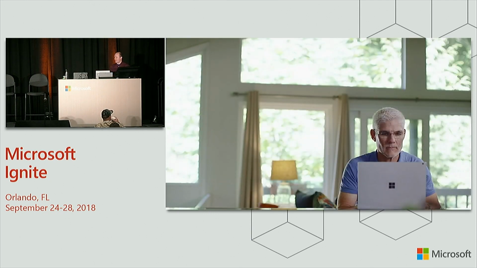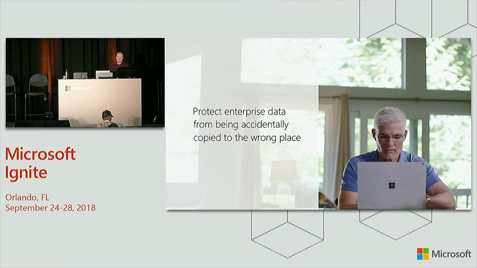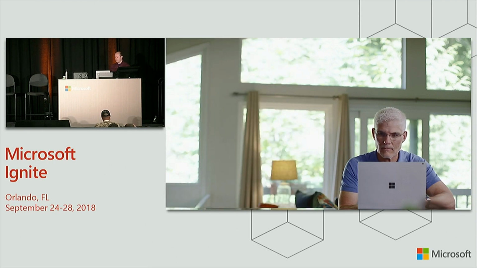Windows Information Protection is a policy that IT admins can deploy to help protect enterprise data from being accidentally copied to the wrong place. Let's look at how Windows Information Protection can help protect data.